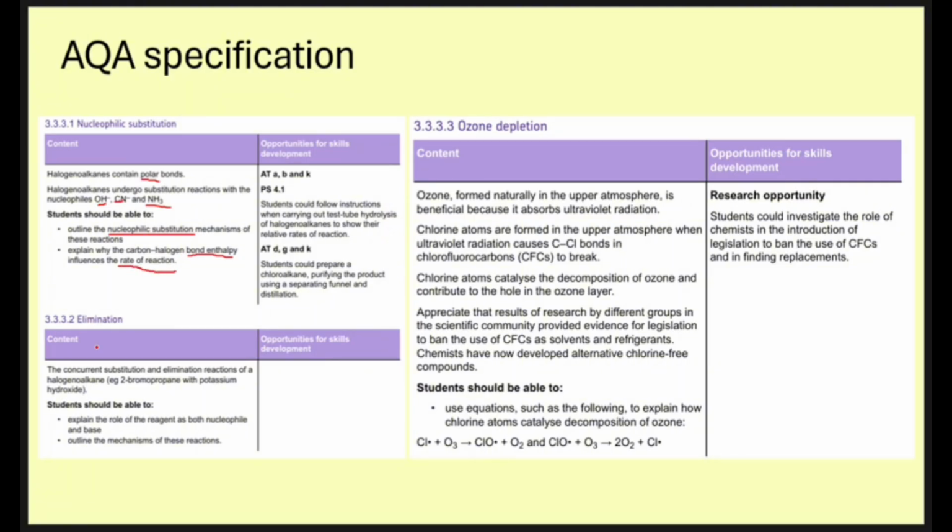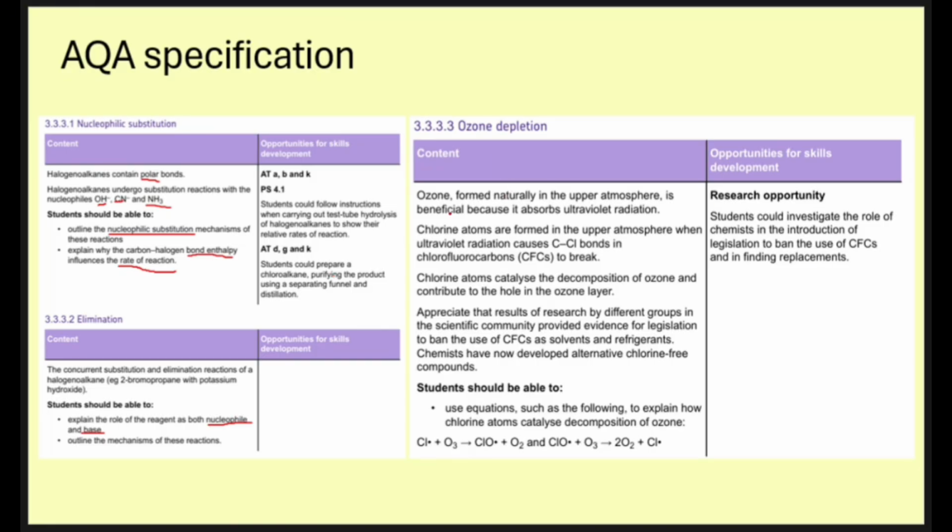So for elimination, we should know the concurrent substitution and elimination reactions of a halogenoalkane, e.g. bromopropane with potassium hydroxide. Students should be able to explain the role of the reagent as both a nucleophile and a base. And a base is just a proton acceptor, so that means accepting a H+ ion, and a nucleophile is something that's attracted to a positive charge, and it itself will have a lone pair of electrons that it's able to donate to it. And then we need to outline the mechanisms of these reactions.